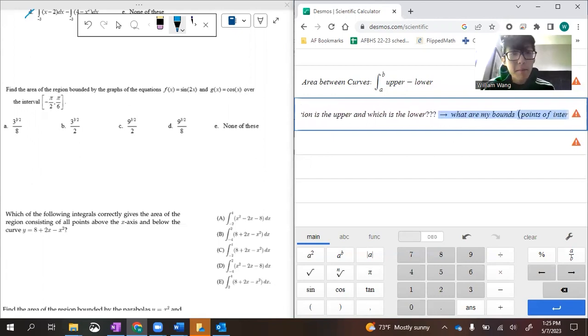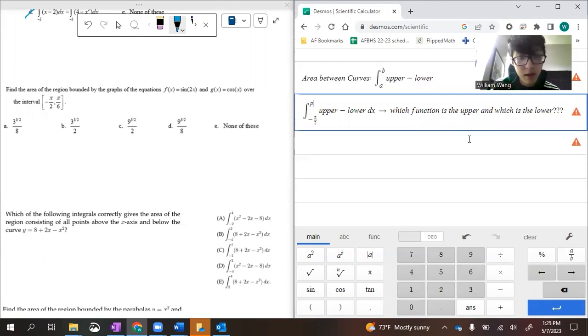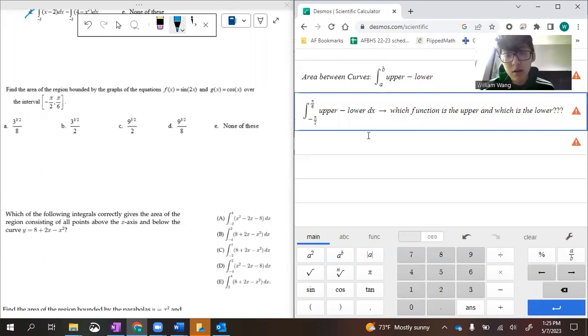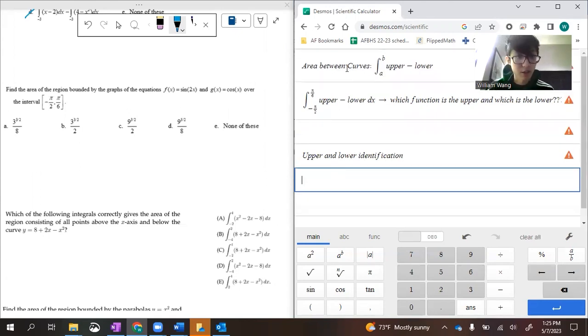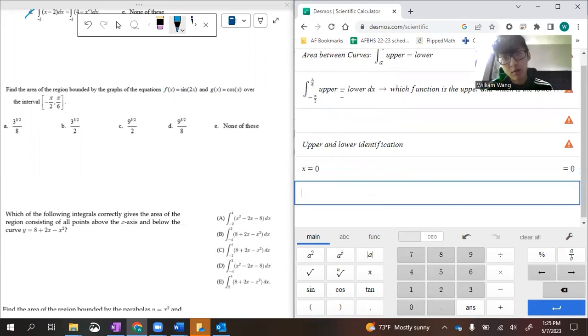However, what are my bounds? They actually tell us our bounds, so that's nice. Their bounds are from -pi/2 to pi/6. Okay, to find which function is upper and lower, you're going to plug in a point that's in the upper function and the lower function. So let's plug in between -pi/2 and pi/6. Let's just plug in 0 again, because that is clearly between the negative and positive numbers.